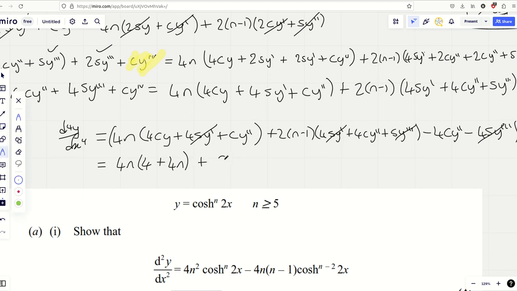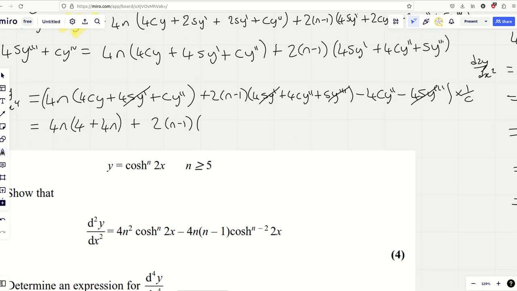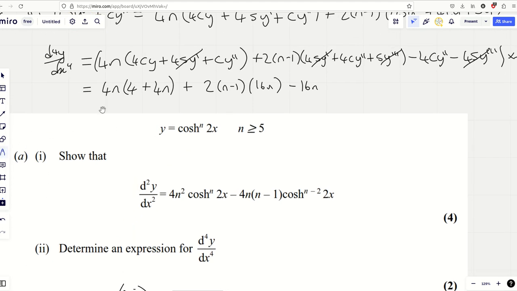And then we've got plus 2n minus 1 times by, okay, y double dash was 4n, yeah? And so we're going to have 16n here. And then minus 4 times 4n, so that's 16n. And then we're timesing it all by 1 over 1, but that's just 1. Okay, so this simplifies too. Let's see what we get.